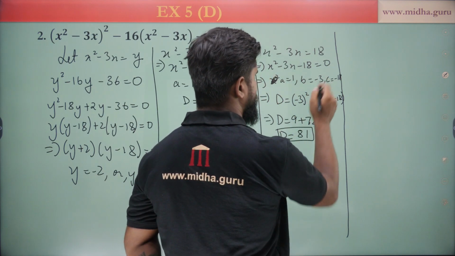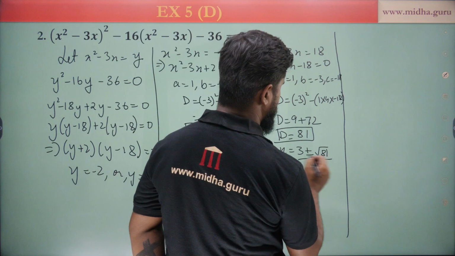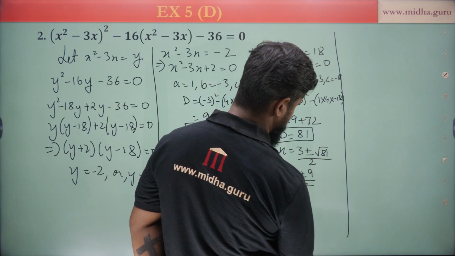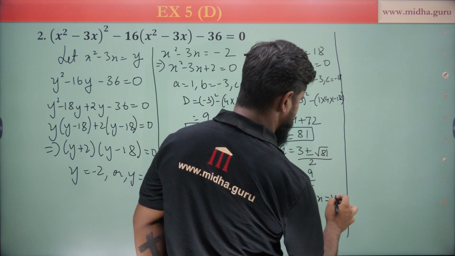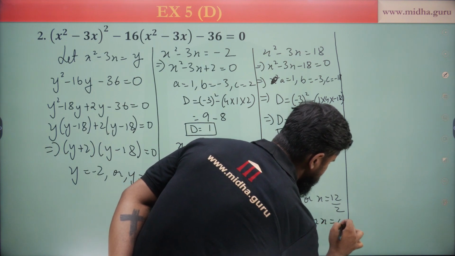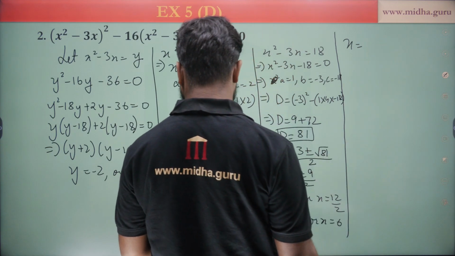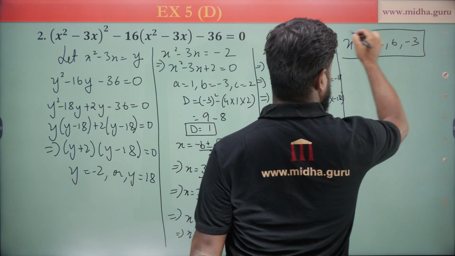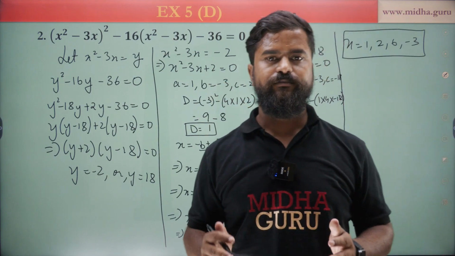So x is equal to minus b, b being 3, plus or minus the root of 81 by twice of a, 2. So x is equal to 3 plus or minus 81's root being 9 by 2. So 3 minus 9 by 2 is minus 6 by 2 and 3 plus 9 by 2 is equal to 12 by 2. So either x is equal to minus 3 or x is equal to 6. So for this equation, all the values of x that will be satisfied are 1, 2, 6 and minus 3. So these are all the values that we will get for x based off of this equation. Let's move on to the next question.